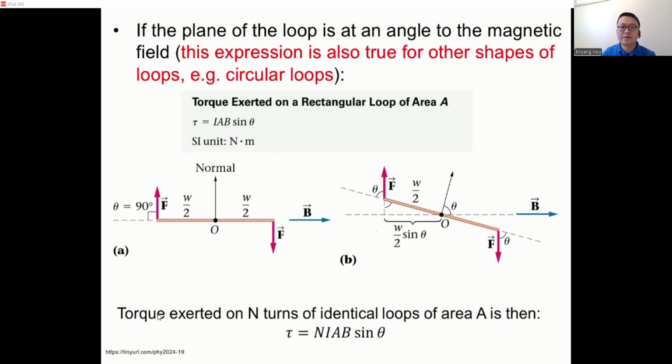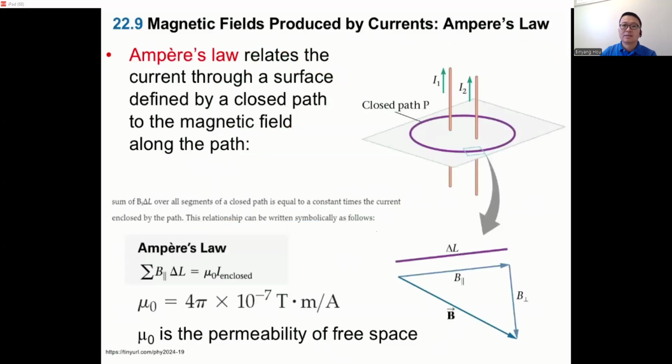And a lot of times you have many turns of identical coils stacked on top of each other to make a greater torque. So then you'll further multiply I A B sine theta by N to get the total torque for a coil of N turns.